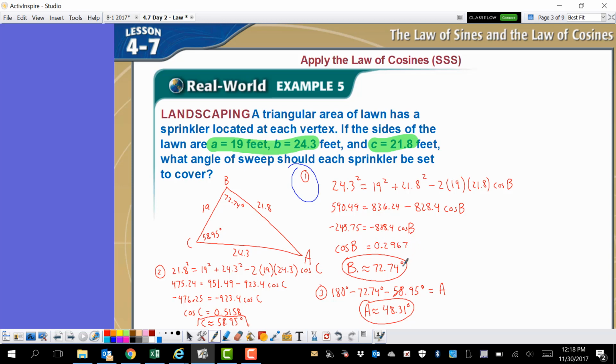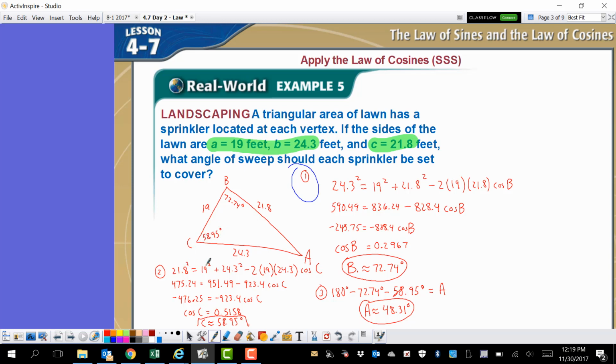To find the actual value of B, I take the inverse cosine of 0.2967, plug that in my calculator, and I get that B is approximately 72.74 degrees. Okay, so then I add that to my diagram over here. The next angle that I solve for is angle C.